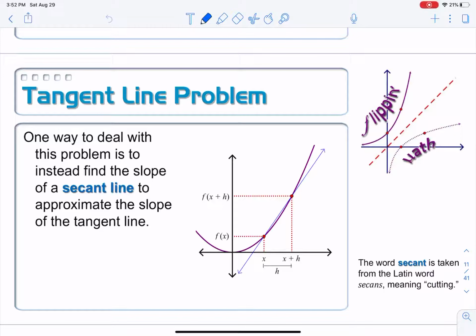So remember, we're trying to find the slope of this secant line, which in some kind of way is supposed to help me find the slope of a tangent line. You'll see how it's going to happen. But I'm tasked with finding the slope between these 2 points.